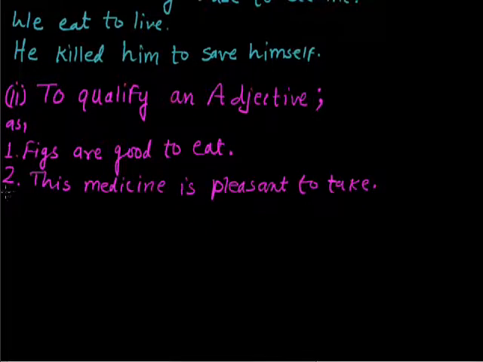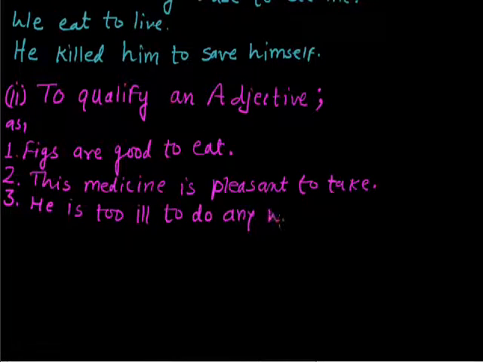One more sentence to prove the same point: he is too ill to do any work. Again, ill is the adjective, after which we have used the infinitive to do any work, and it is qualifying the adjective ill in this sentence. Clear? Now, one more specific use of the infinitive is that it can be used to qualify a noun.